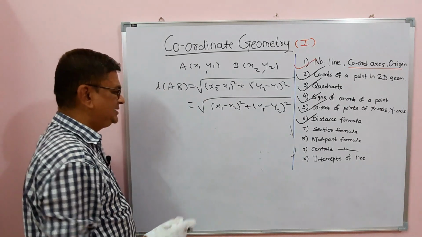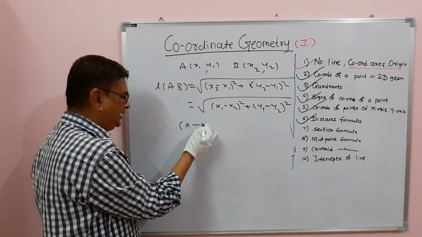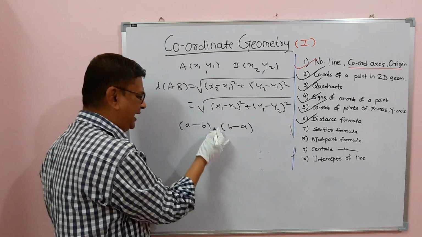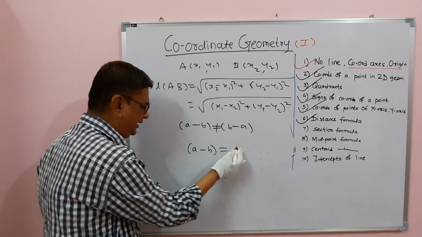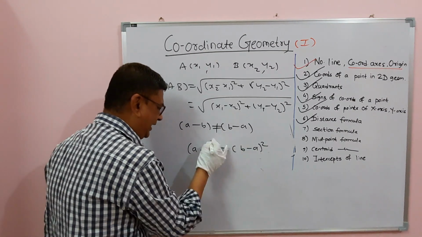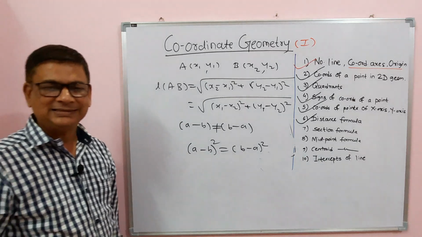Note that it is important here: a minus b and b minus a are not equal, but a minus b and b minus a have their squares equal.